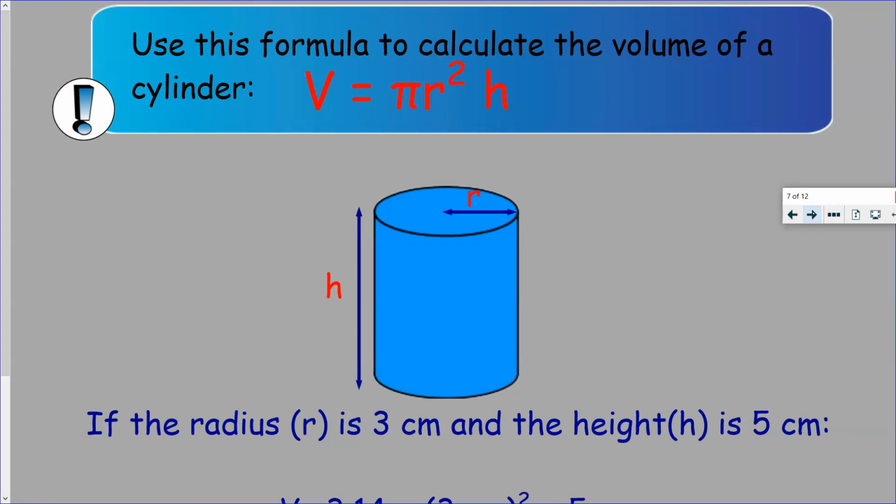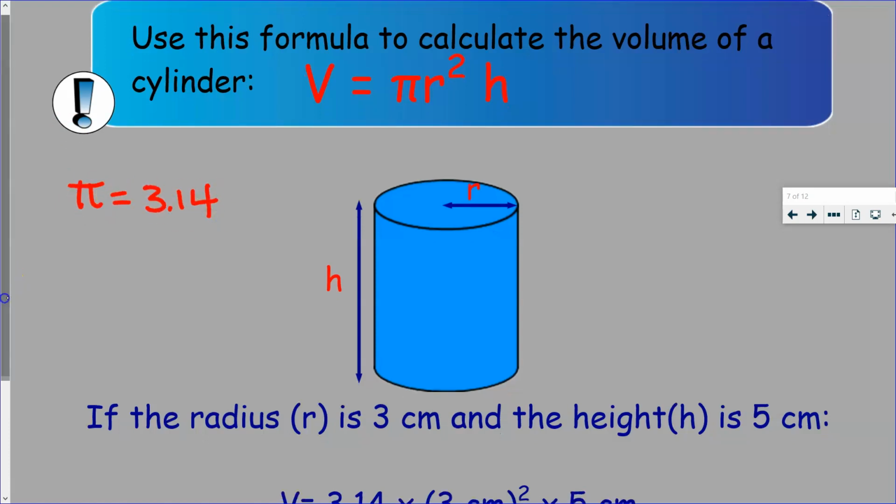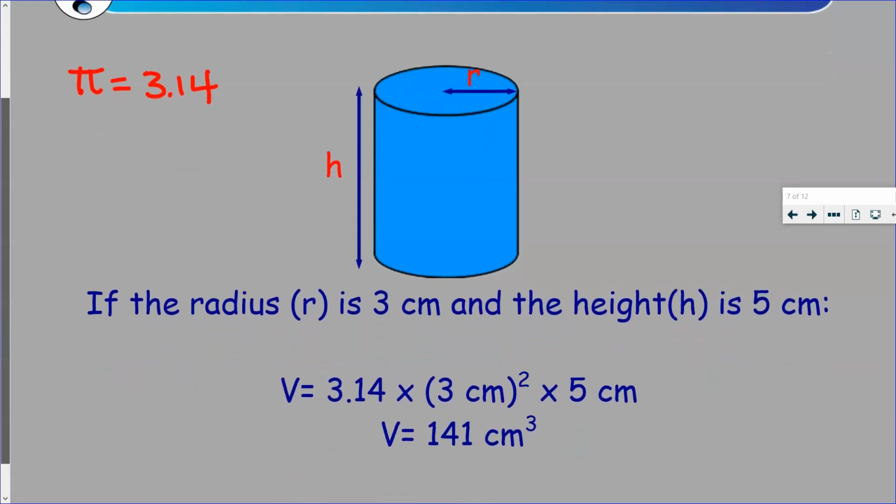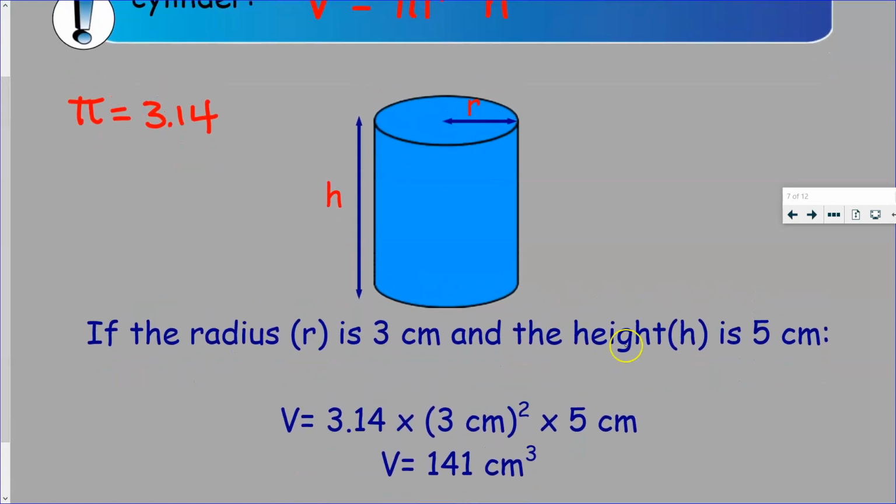All right, let's talk about the cylinder. So, same thing, we got a new formula. Volume equals pi r squared h. We've seen this before, reminding you pi equals 3.14 in our math here. Okay, so the radius here is given, that's 3, the height is 5. Plug in the numbers, 3.14 times 3 centimeters squared times 5 centimeters. And this is what we get. So this would be 3.14 times 9 times 5.